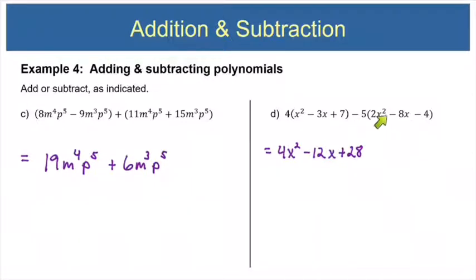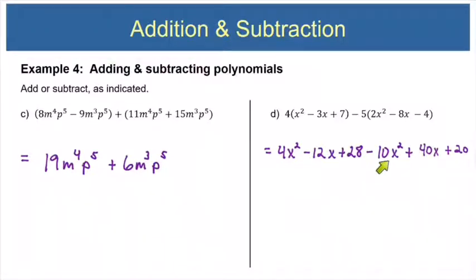And then we're distributing the minus 5. So minus 5 times 2x squared is going to be minus 10x squared. Negative 5 times negative 8x is going to make plus 40x. And negative 5 times negative 4 is going to make plus 20. And now we are ready to combine our like terms.